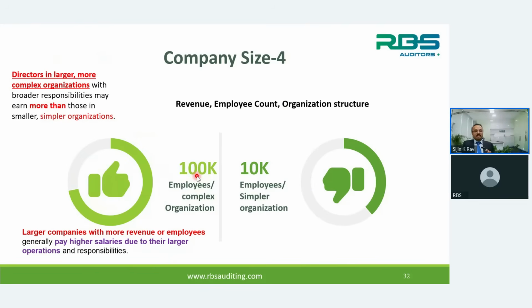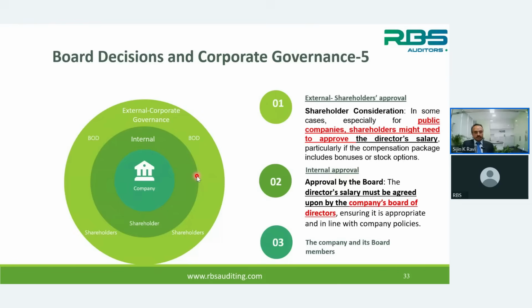What does company size mean? While doing the comparison, you have to see the revenue, then the employee count, then the organization structure, whether it is a complex or a simple organization structure. Then next level is the number of employees in that organization, then the levels of the employees, which levels are there: first level, second level, third level. We will discuss that in the later slides.